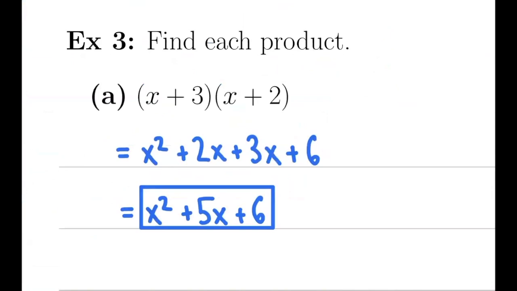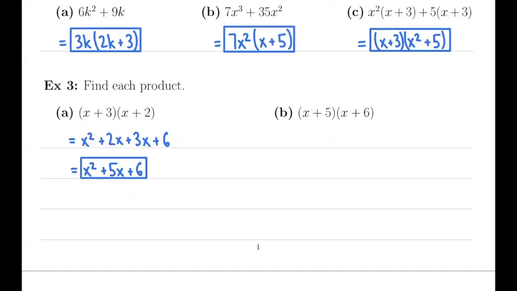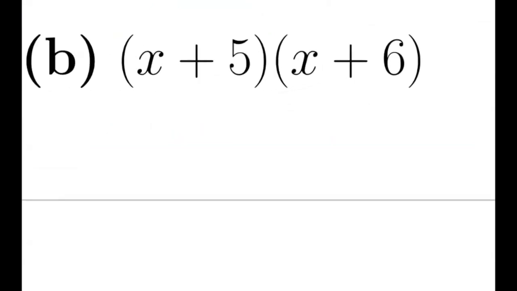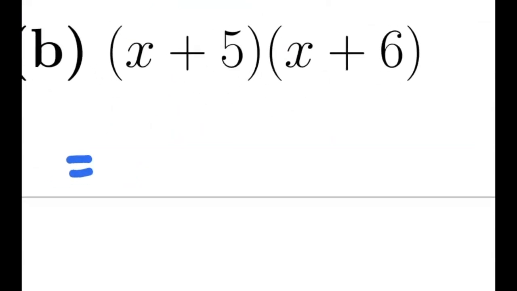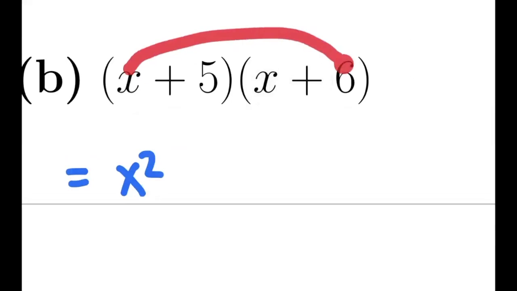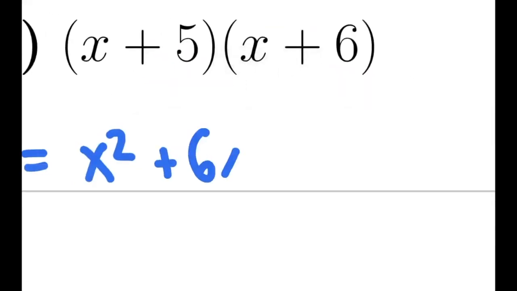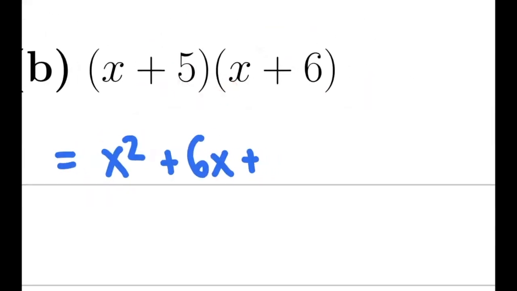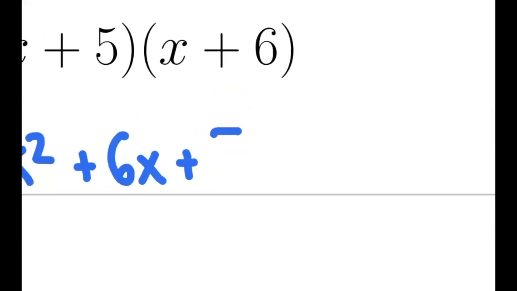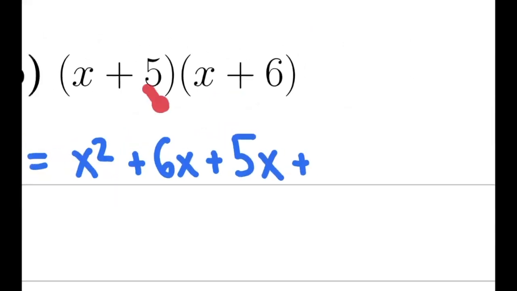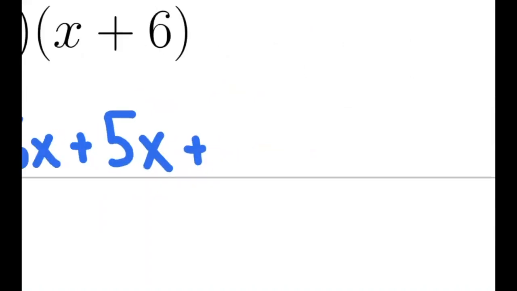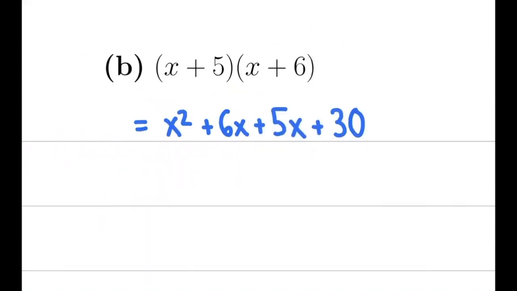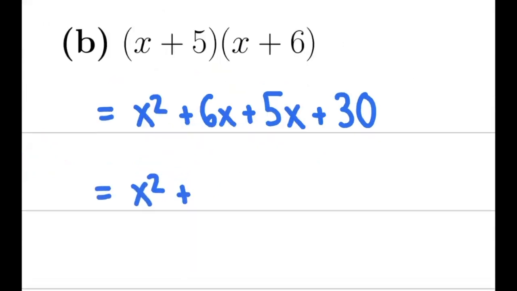So that's the FOIL method. That's how you find the product of two binomials. So let's do one more example of this. So it's the same thing. First is x times x, so x squared. Outer is x times 6, so 6x. Inner is 5 times x, so that's just 5x. And last is 5 times 6, which is 30. And just like last time, you can combine these middle terms. So 6x plus 5x is just 11x.